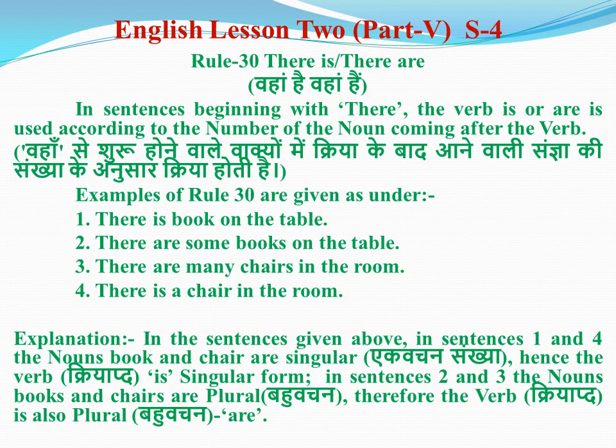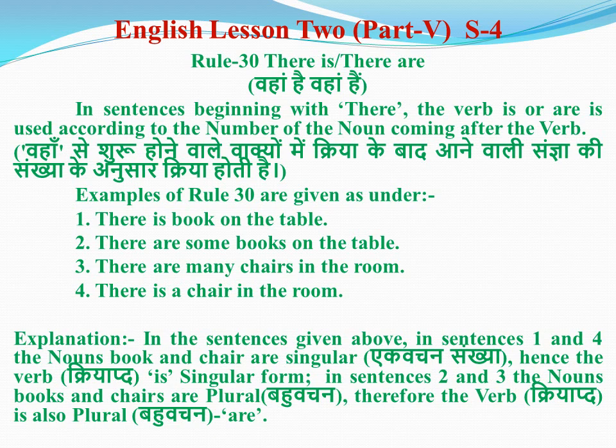There is a book on the table. Here a single book is there on the table. That's why is is used here. There are some books on the table. More than one book is lying on the table. That's why the verb are is used here. Example number 3, there are many chairs in the room. How many chairs? It's not a single chair, but many chairs are kept in the room. That's why are is used here.